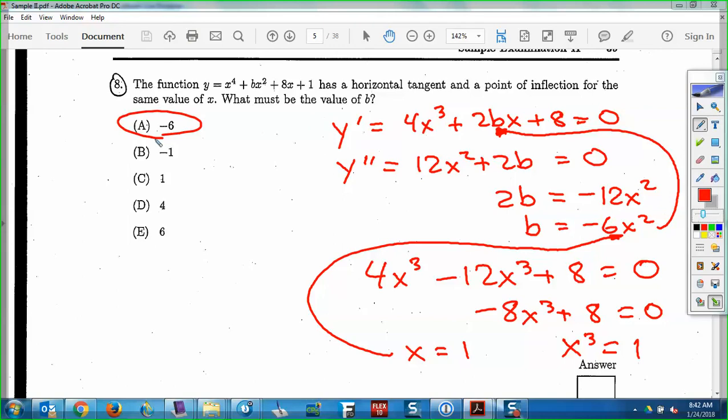So again, it's very similar to what we've done with derivative 0, second derivative 0, that kind of thing, but we throw in this unknown, so now it's back to an old algebra thing of two equations, two unknowns. Substitution method, basically.